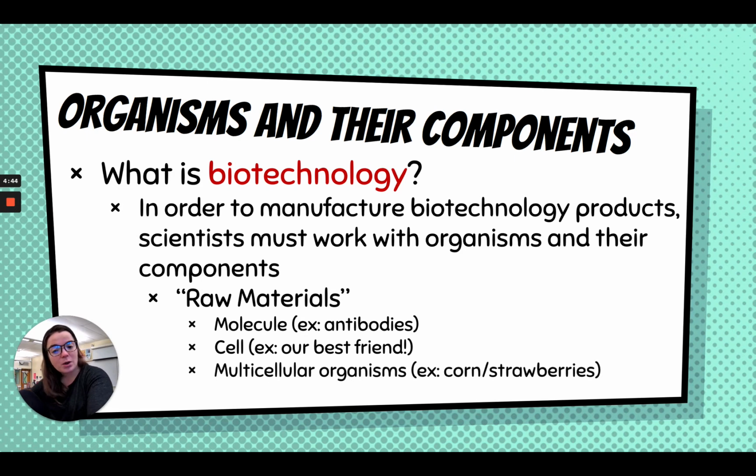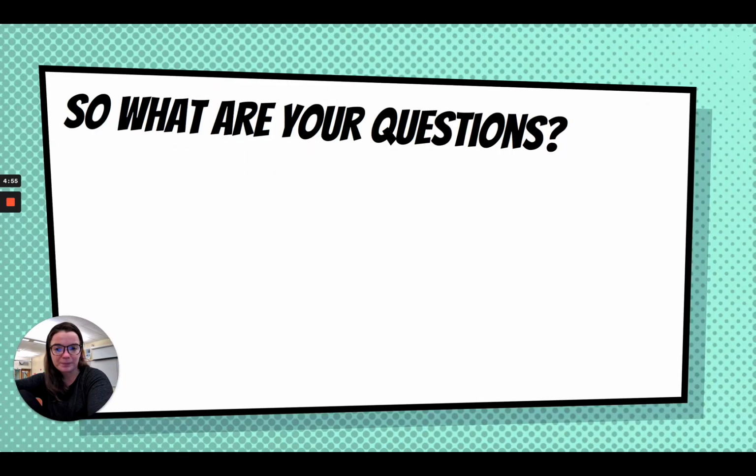Other pieces that we consider raw materials are the multicellular organisms. So it is the corn, the strawberries, things like that. So it is the entire organism, not just a component of it.